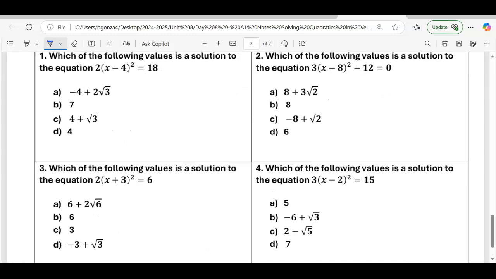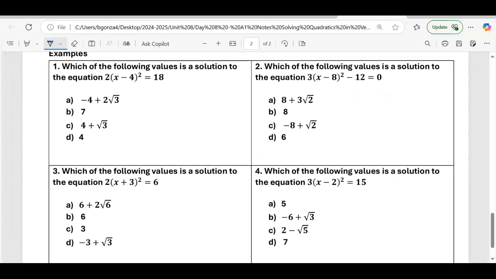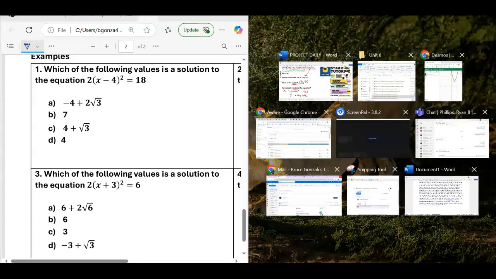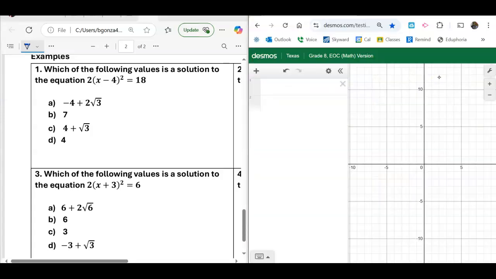So we're going to do 4 of these together, and then I will let you work. So here we go. Number 1. Here's my equation. Now remember, it has to equal what? 0. Does it equal 0? No, sir. How do I get rid of an 18 that's positive? Subtract it. So now it equals 0 because there's nothing here.